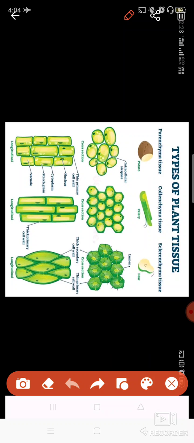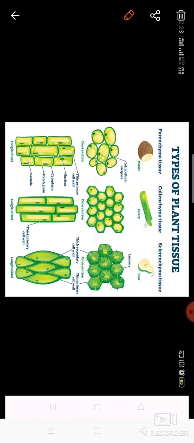You have seen these tissues in the pear which you eat. They have some hard fibers which are made up of sclerenchyma. Coconut is another example of that.